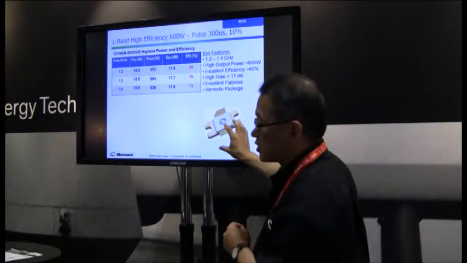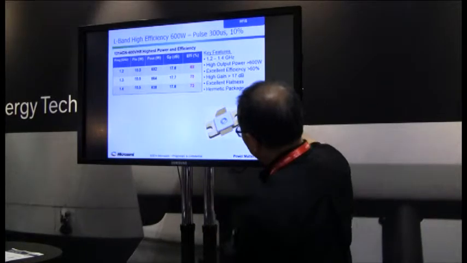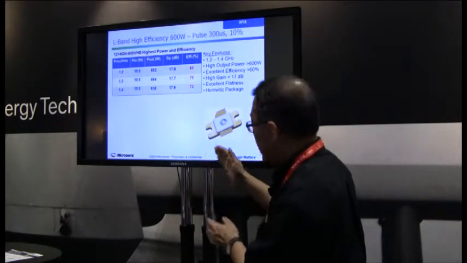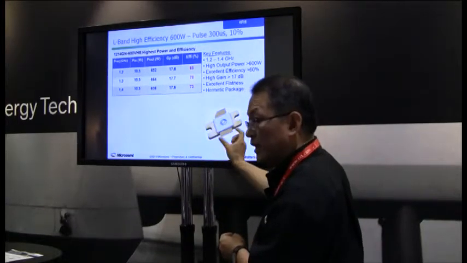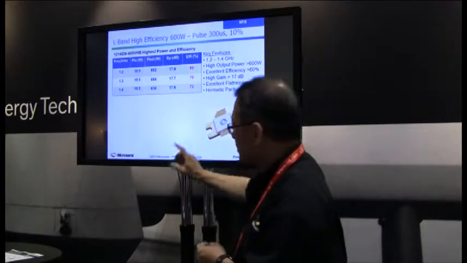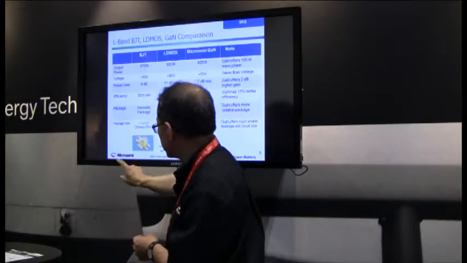And in a very small package. This package size is about 1 inch by 0.4. But if you really want to go even smaller, if you trim off the ears, this can be only half inch by 0.4 inch. Extremely small size for this high performance transistor device.